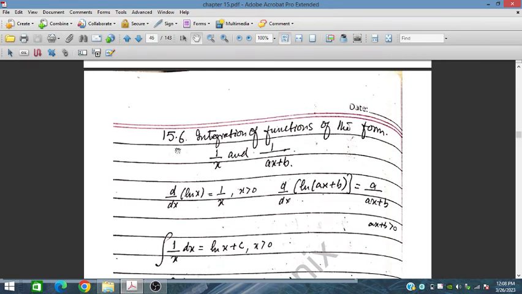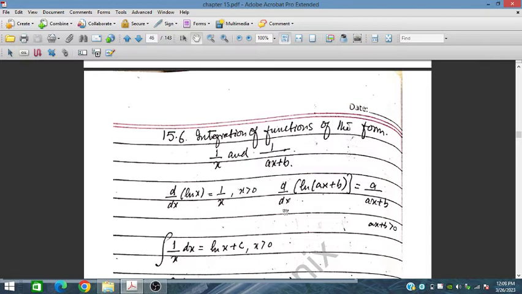Bismillahirrahmanirrahim. In this session, we will discuss the integration of functions of the form 1 upon x and 1 upon ax plus b. Previously we have differentiated the logarithmic function to obtain 1 over x. Whenever we differentiate ln x with respect to x, we get 1 over x, where x is greater than 0.